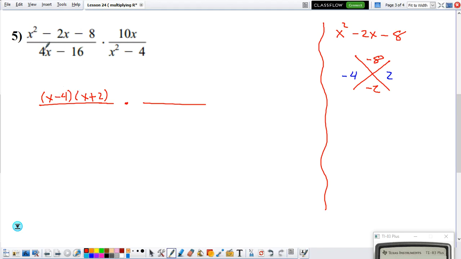Now let's see, can I factor out anything on the denominator? I see that I can factor out a 4. So I have 4. What do I have left? x minus 4. Okay, let's look at the top: 10x. Nope.